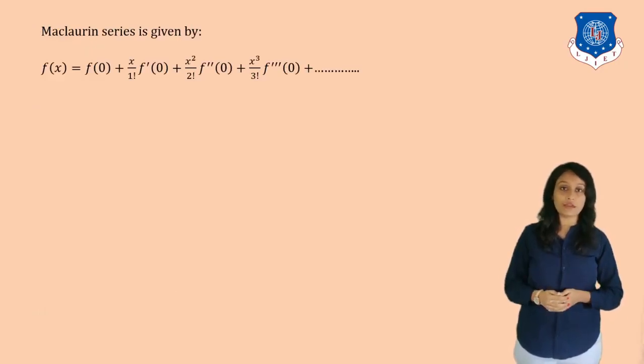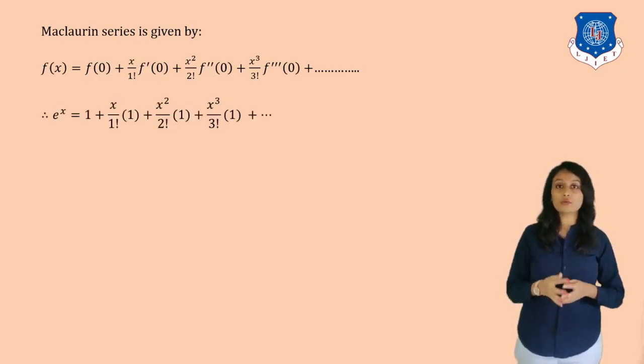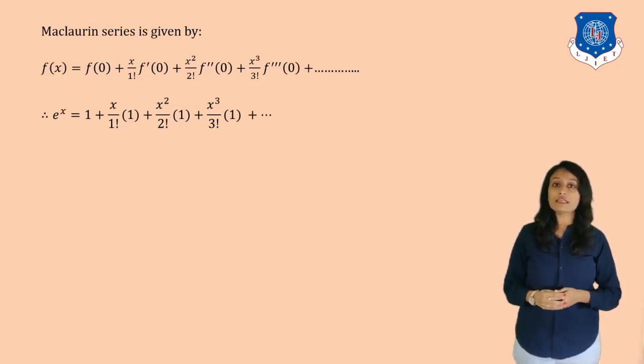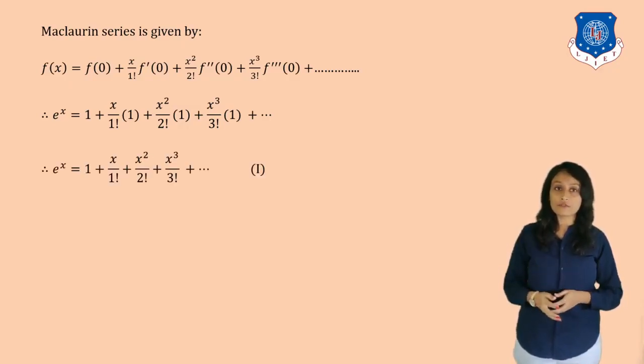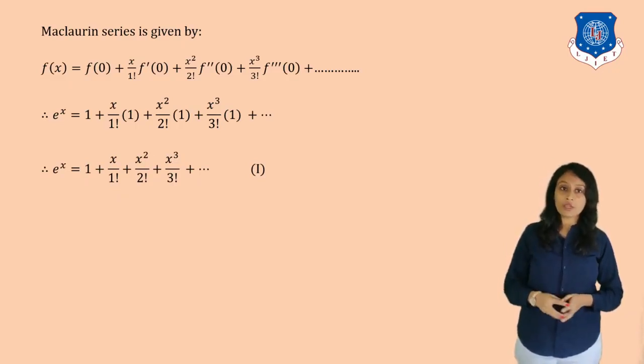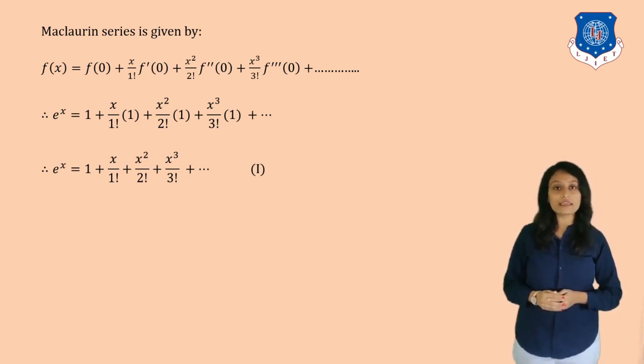f(x) is equal to f(0) plus x upon 1 factorial f'(0) and so on. Now what we will do, we will substitute the value. Okay, so f(x) is equal to e raised to x, right? So f(0) is 1, plus x upon 1 factorial into 1, right? We have all the answers 1. So in place of f(0), f'(0), f''(0), everywhere we will write 1. Okay, and on simplification we will get e raised to x as 1 plus x upon 1 factorial plus x square upon 2 factorial plus x cube upon 3 factorial and so on.